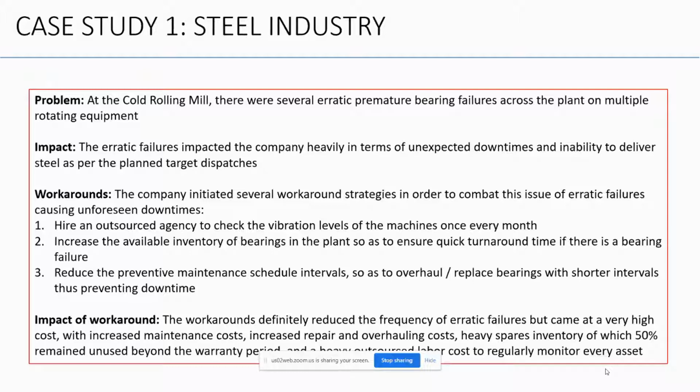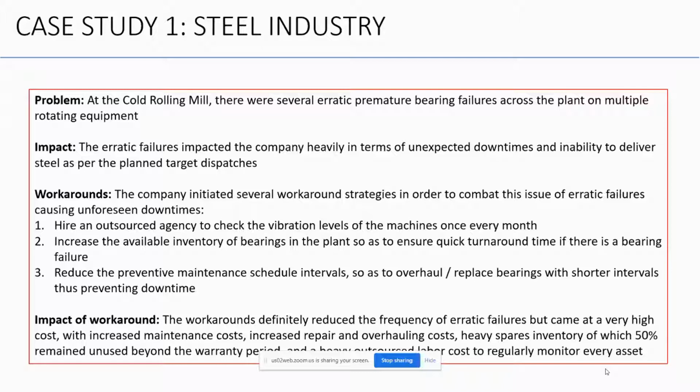So this is a case study that I'm talking about from the steel industry. The problem that the steel industry was facing, a very specific problem at a cold rolling mill, was that there were several erratic bearing failures that were happening on multiple rotating equipment, right? As you are aware, in a steel cold rolling mill, there are a lot of rolling motors and rolling machine gearboxes, and these motors and gearboxes keep going under loading and unloading patterns as the steel rod goes through the cold rolling mill. And because of these loading and unloading patterns, which are quite different in nature, because you have different thicknesses of steel which is going through the cold rolling mill, it's not very easy to predict what's going to happen on these motors and gearboxes over a period of time, which causes a lot of premature bearing failure. So this was a problem that was being faced at this cold rolling mill.